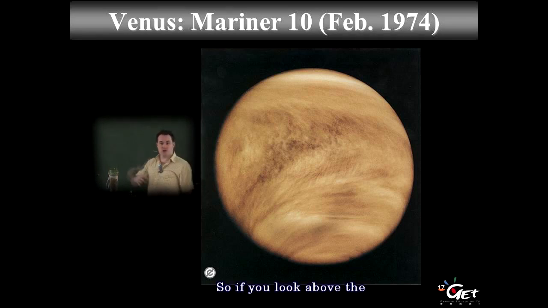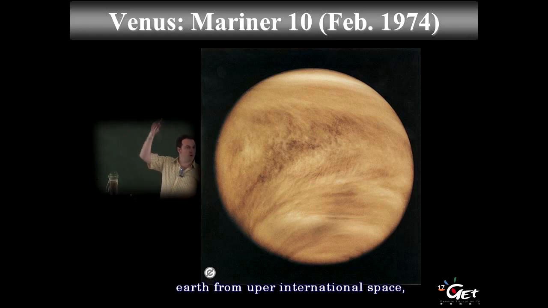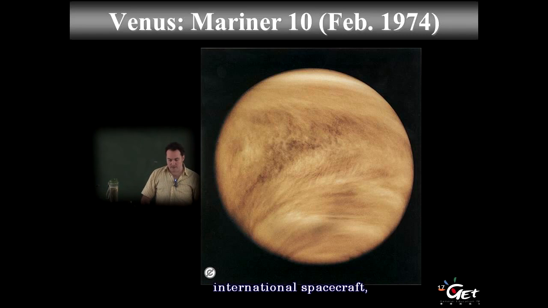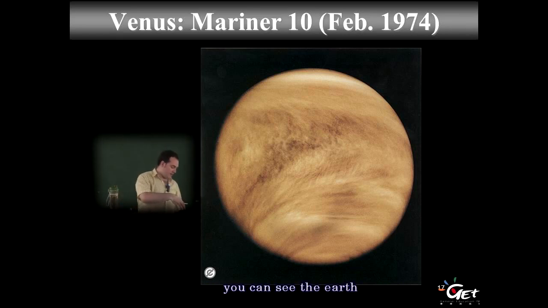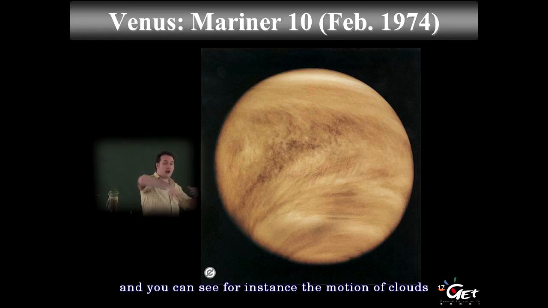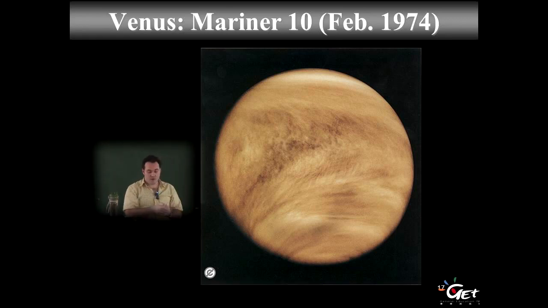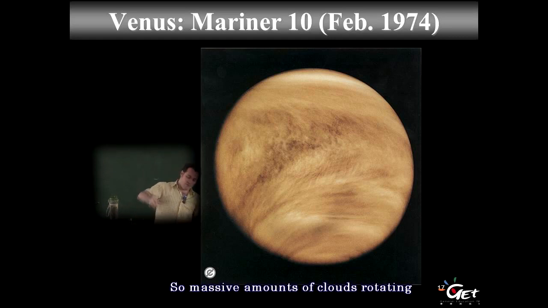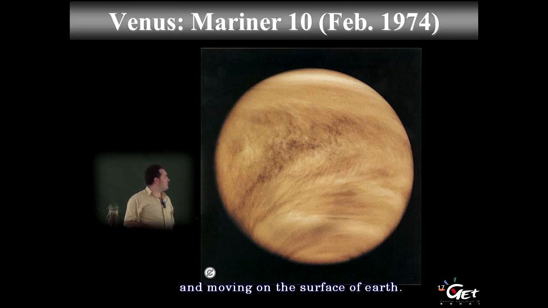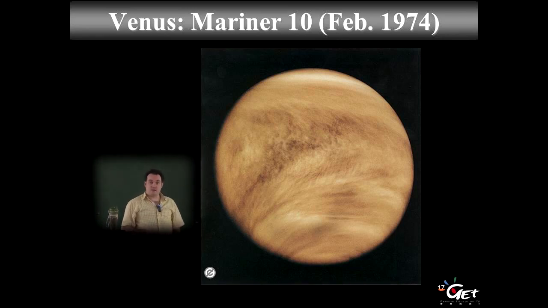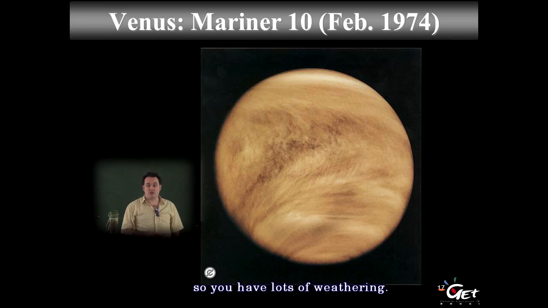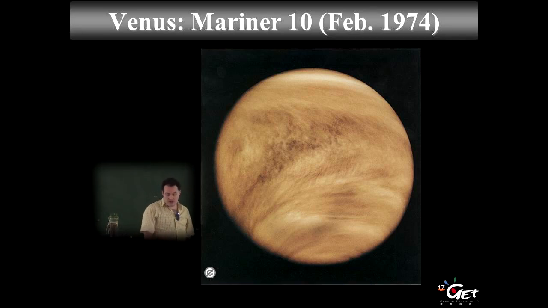If you look above the Earth from the International Space Station, you can see the Earth, and you can see, for instance, the whole motion of clouds on the surface of Earth, formation of typhoons and things like that. So massive amounts of clouds rotating and moving on the surface of Earth. This is something that is probably similar. So you have lots of weathering, important weathering. And actually you can see it even better.